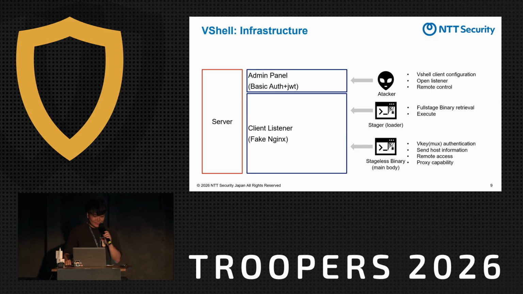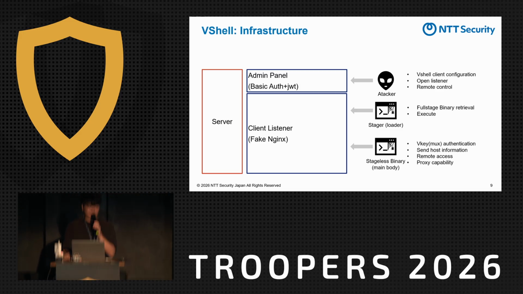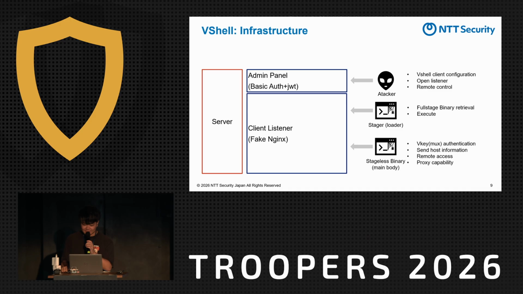This diagram shows the infrastructure of VShell. VShell consists of 3 main components, from left to right: C2 server, admin panel, and client listener. The admin panel is protected by both JWT authentication and basic authentication. The attackers operate the VShell clients through this panel. The malware that makes up VShell is divided into 2 parts: a loader called the stager, and the main body called the stageless binary.